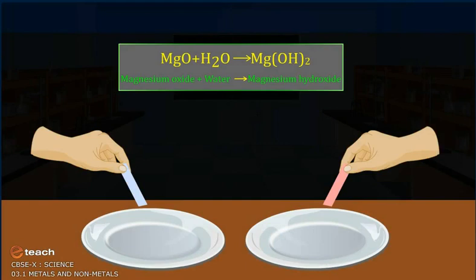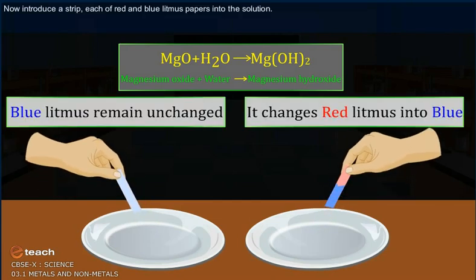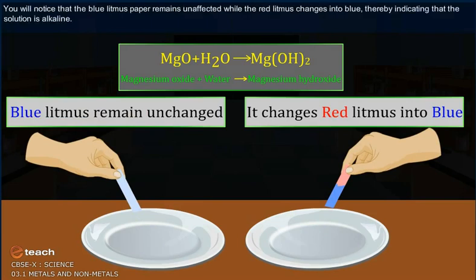Magnesium oxide plus water produces magnesium hydroxide. Introduce a strip each of red and blue litmus paper into the solution. You will notice that blue litmus is unaffected while the red litmus changes into blue, indicating that the solution is alkaline.